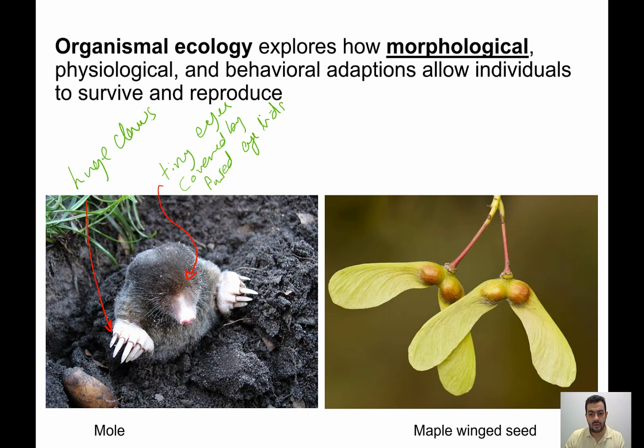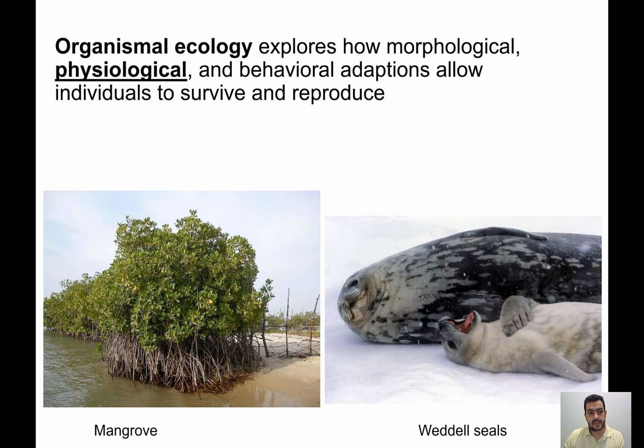So they have tiny eyes that can differentiate between dark and light, but they are not very developed like our eyes. Moving to another example, we have the maple winged seed, and the structure of these seeds will help their dispersal. So again, one morphological adaptation in this example. The next example highlights the physiological adaptations, and we have two examples here to show. The first one is the mangrove.